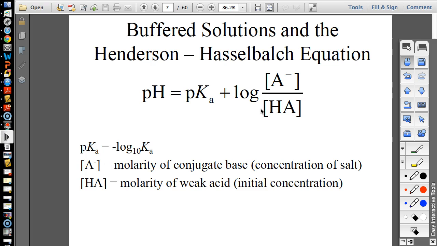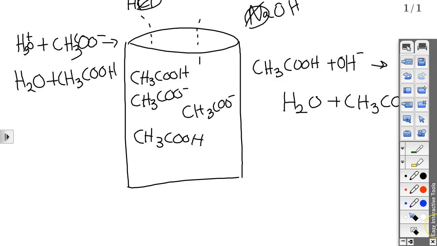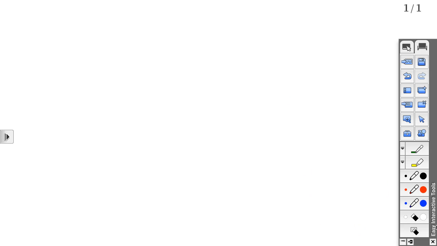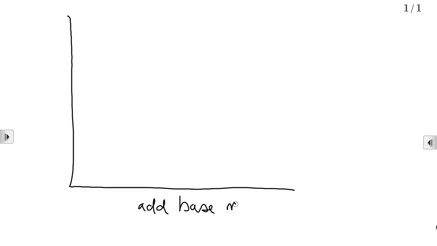Now, I'm going to go back and draw a titration curve for you, because they've changed the test. You can't just memorize that formula and everything's okay. That doesn't work. So anyway, if I add base right here, and then we have some milliliters, and then we have pH, 1, 2, 3, 4, 5, 6, 7, it doesn't really matter.